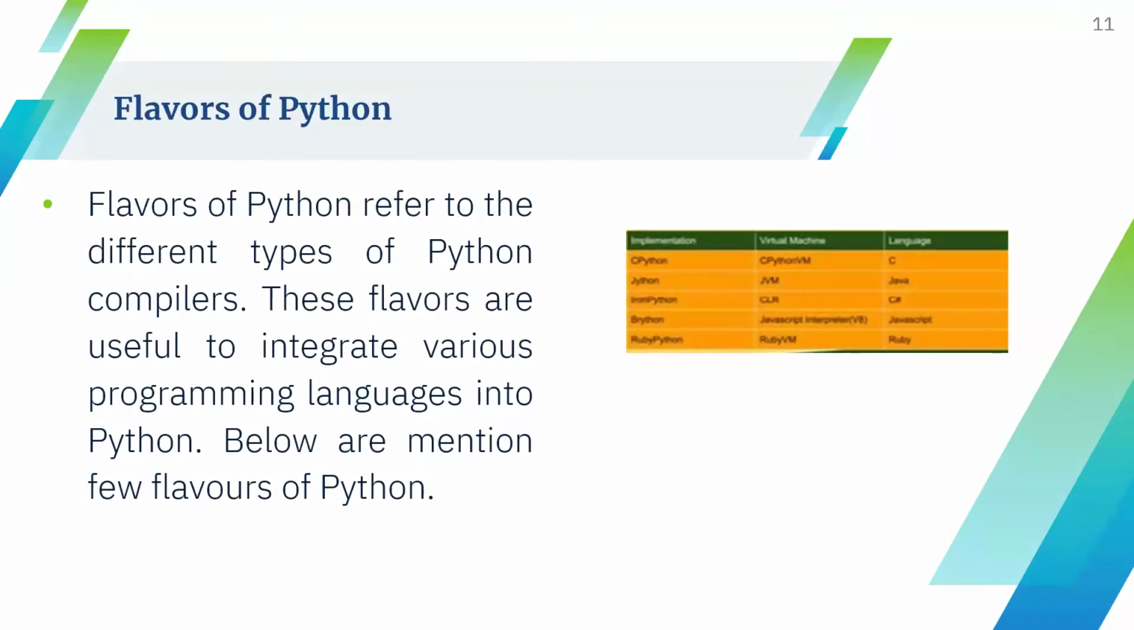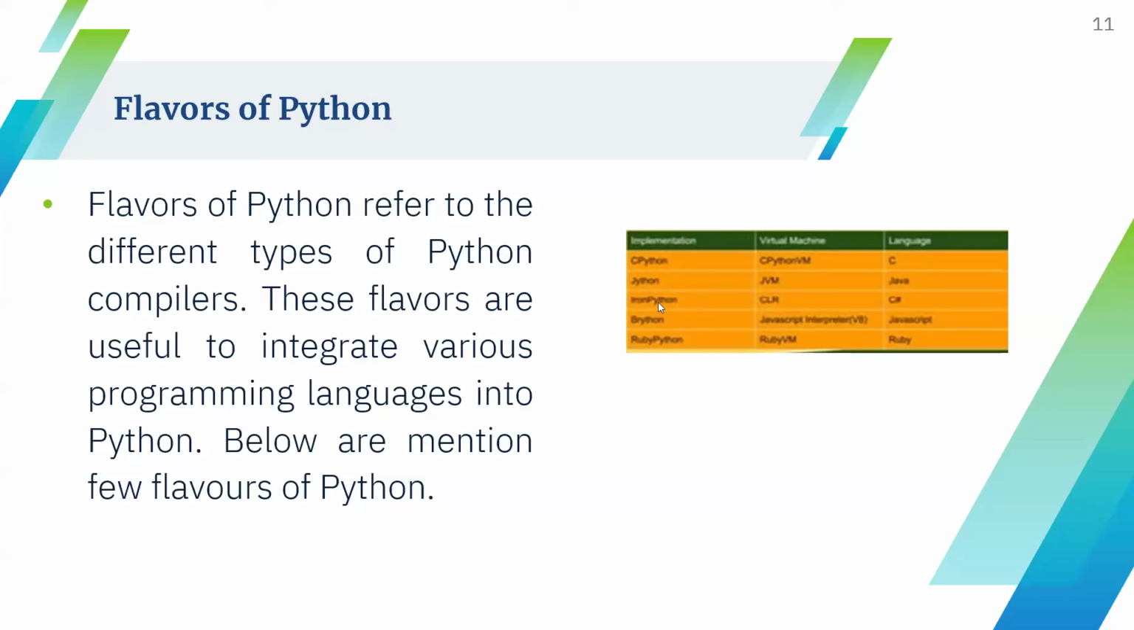Now, flavors of Python. It refers to the different types of Python compilers. We have different types of Python flavors here. These flavors are useful to integrate with various programming languages. Here we have CPython, JPython, Jython, IronPython, and Ruby Python. Likewise, we have different flavors, like how we have different Linux operating systems. So we have different flavors of Python. Like CPython, you can integrate with the C language. It is a virtual machine, like the CPython VM.